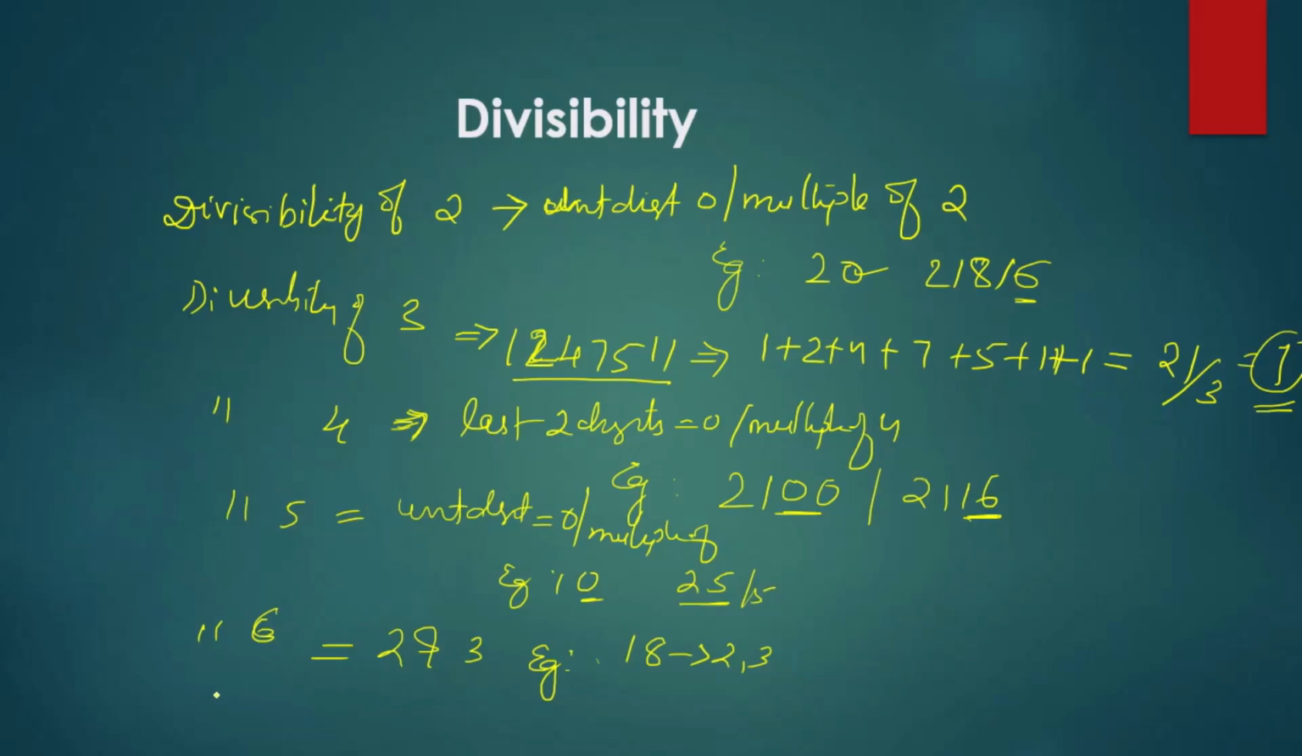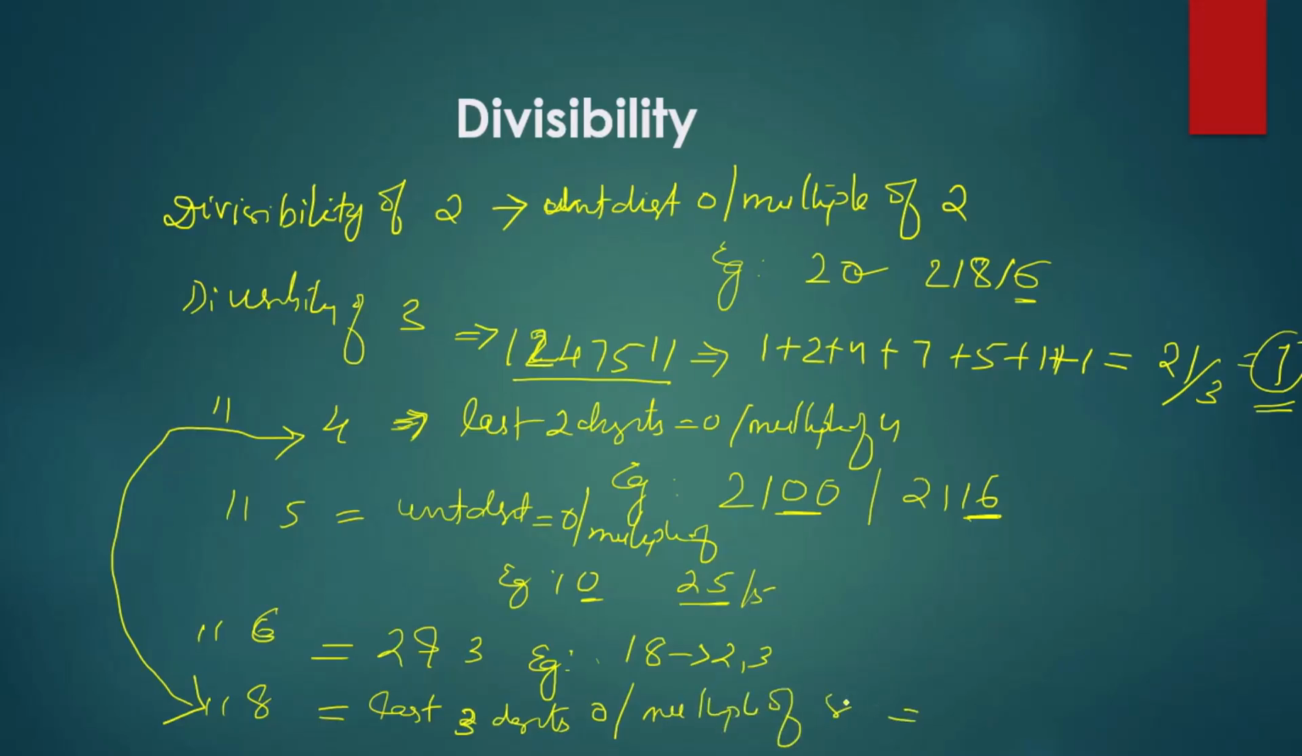7 is a complex process. We don't want to study 7, I think, so I am going to 8. How will we find the divisibility of 8? The divisibility of 8 is similar to the divisibility of 4. In the case of 4, the last two digits are either 0 or a multiple of 4. In the case of 8, the last three digits are either 0 or a multiple of 8.